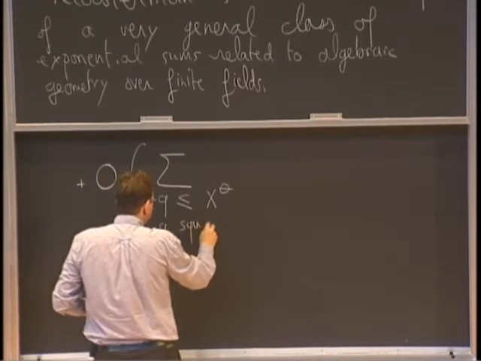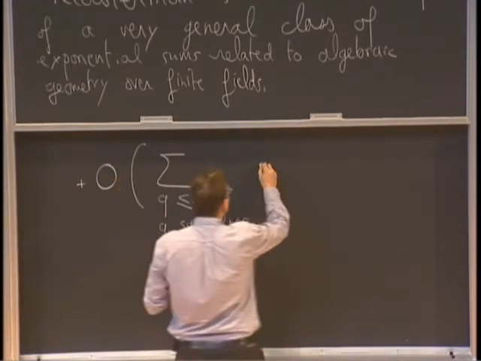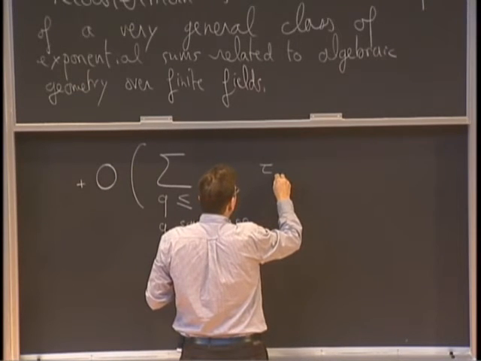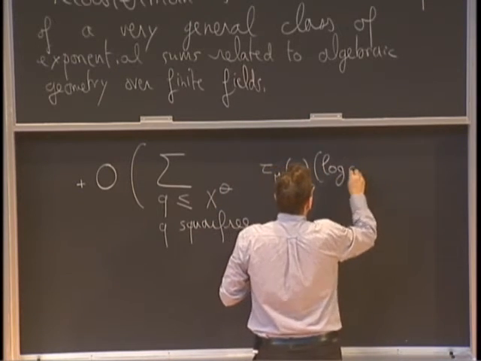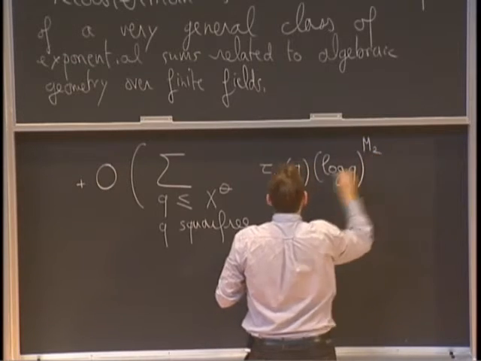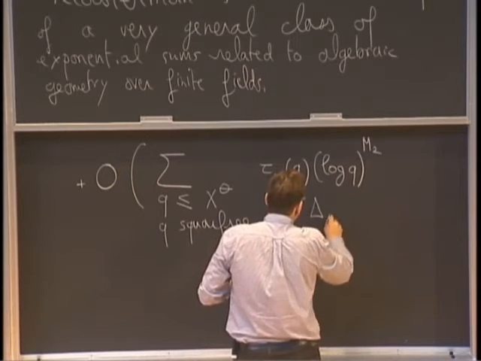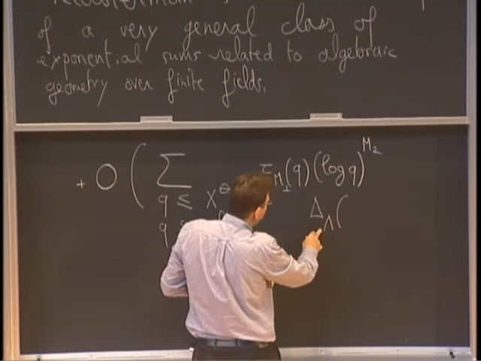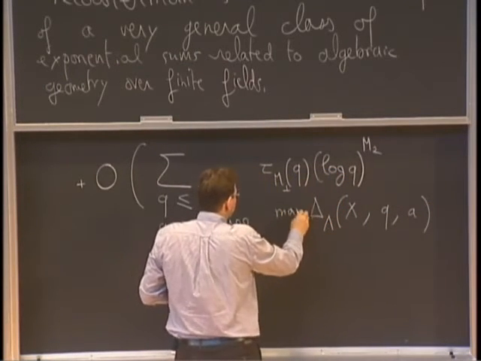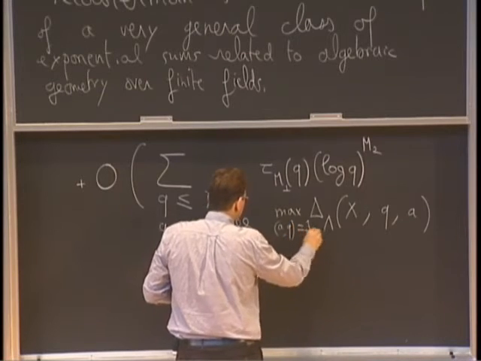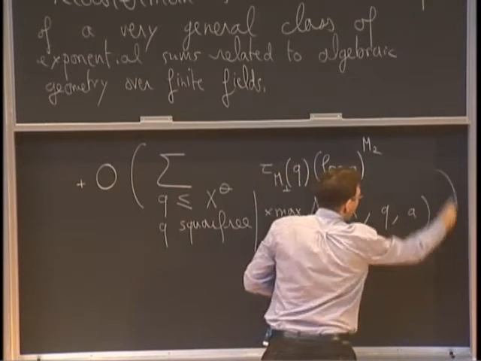They are certainly square free, the way the thing is constructed. Then you have maybe some divisor function, to whatever, capital M, let's say, of Q. Then some power of log, maybe M2, let's say. And the main thing is the error term in the prime number theorem. So delta, the discrepancy for lambda for x, Q, A, and you have the maximum. So everything is there.